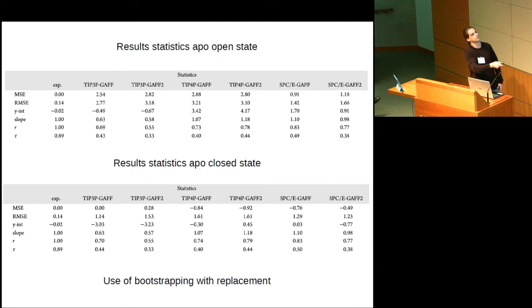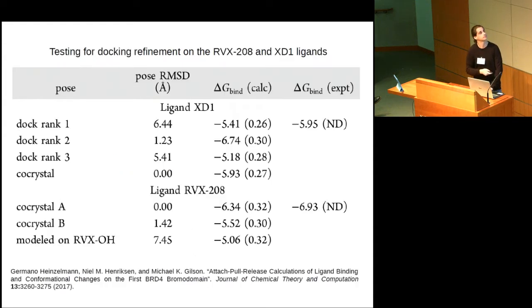The correlation is not perfect because I use bootstrapping. So it includes the experimental error as well. So it's not too far from what you see from other absolute binding free energies. So the root mean square error is around 1 for the closed state. And the correlation coefficient is not too bad, 0.7 for TIP3P and 0.83 for SPC/E, both with GAFF parameters.